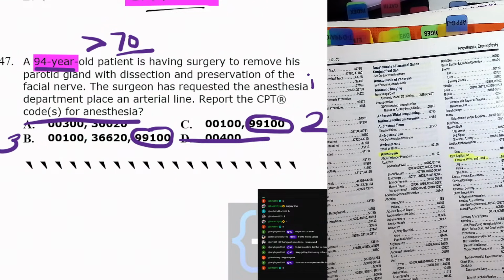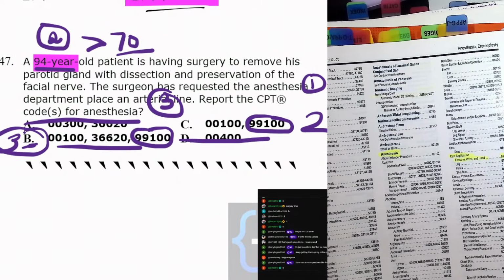We did anesthesia. We did a code for the age. And we also put in an arterial line. So we do have 3 procedures that we are going to bill for today. So our answer is B.